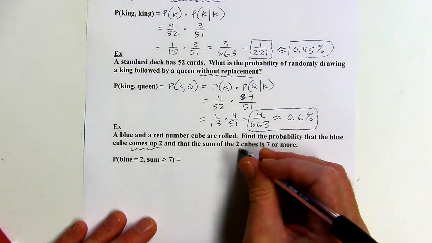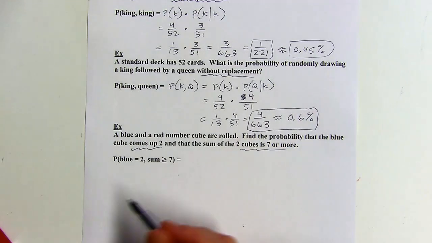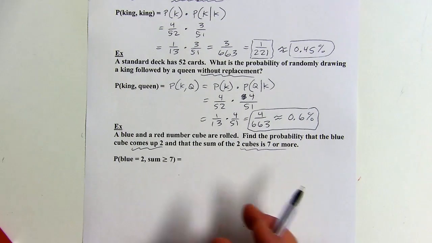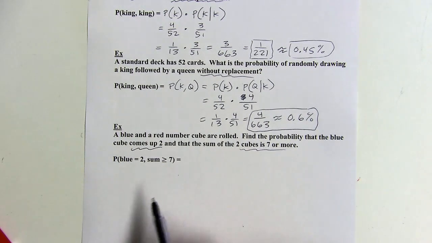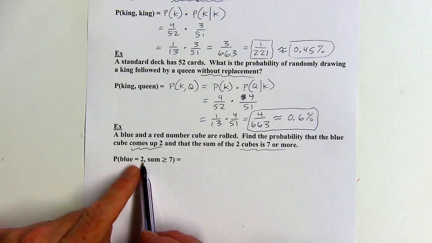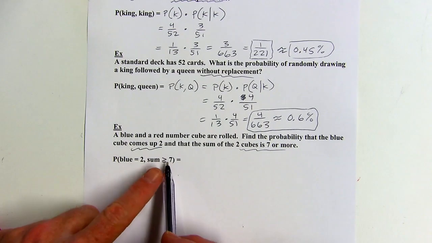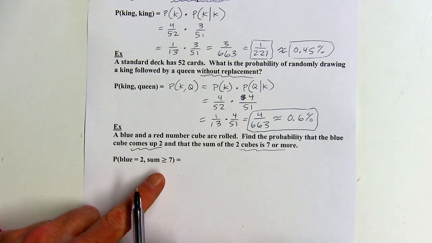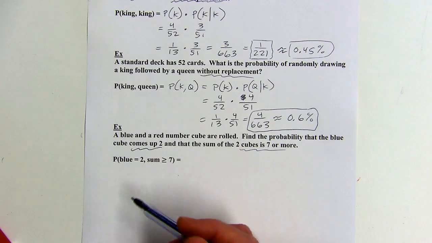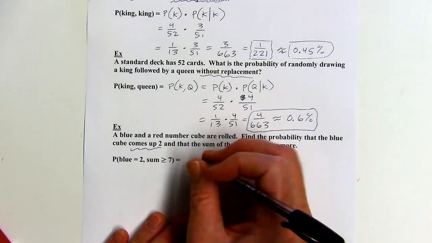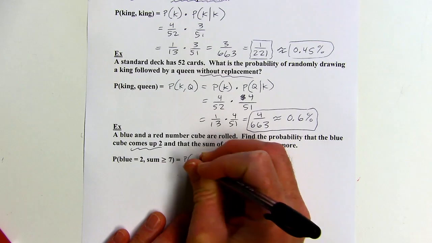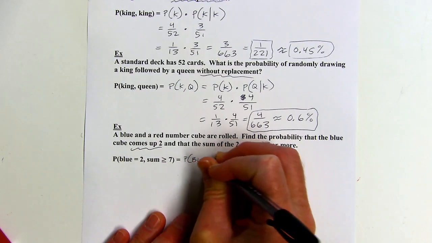These are 2 different events, even though we're just rolling the die once, okay? But these are going to be dependent because if the blue is 2, if the first cube is 2, it's going to affect the sum, right? The sum is what you get when you add the 2 numbers together. So let's think through this. This is going to be the probability of the blue coming up 2.